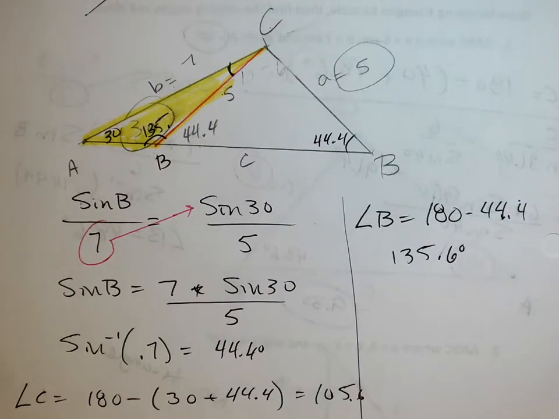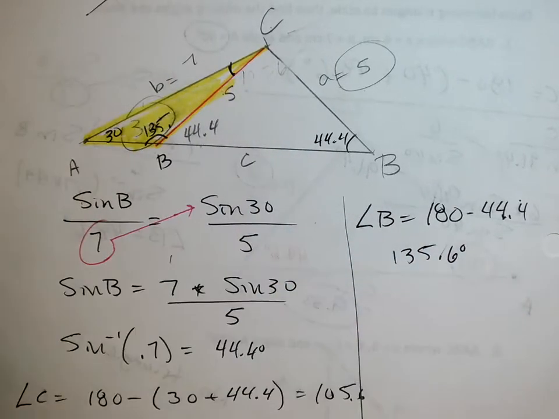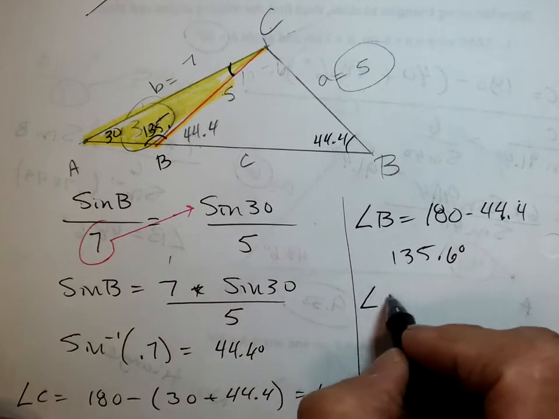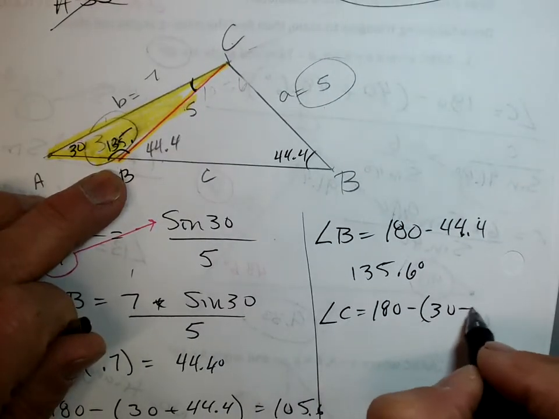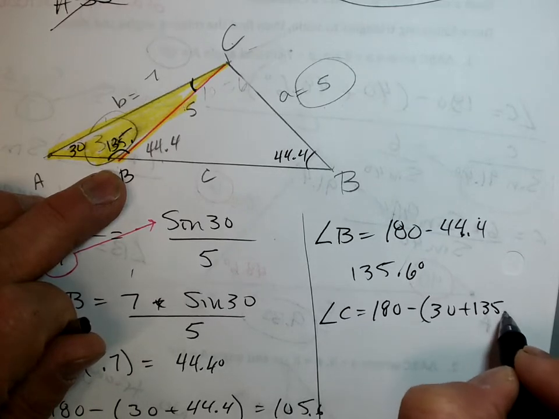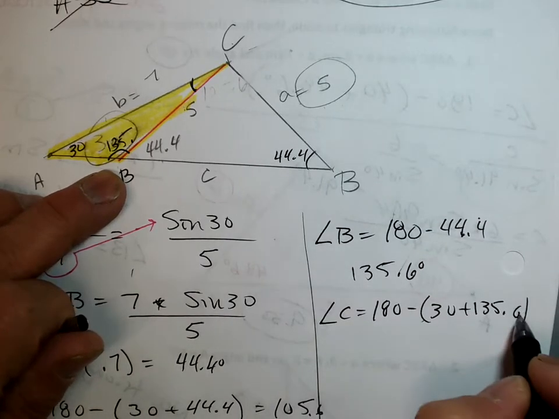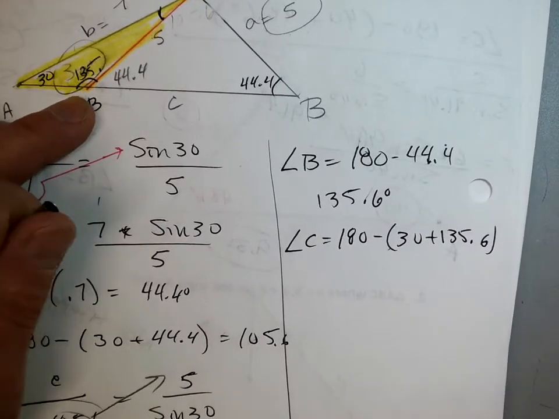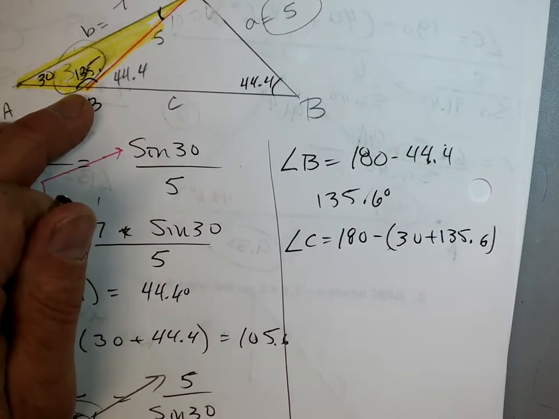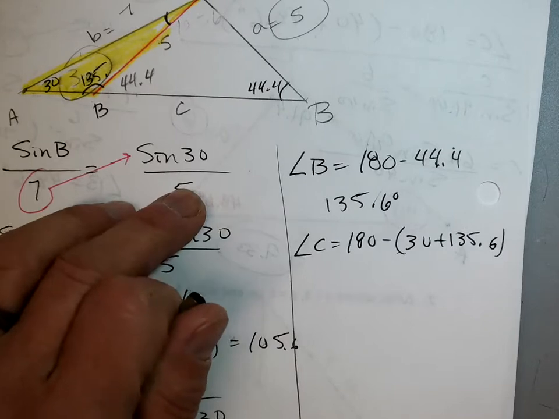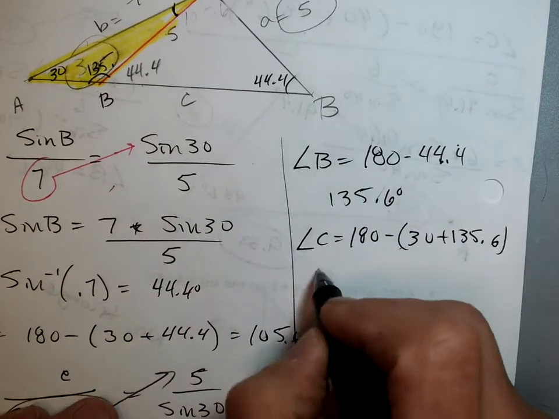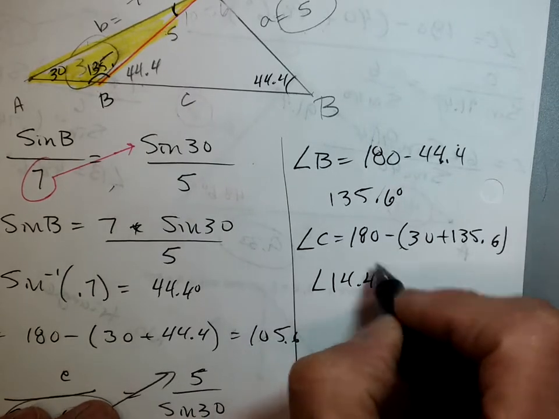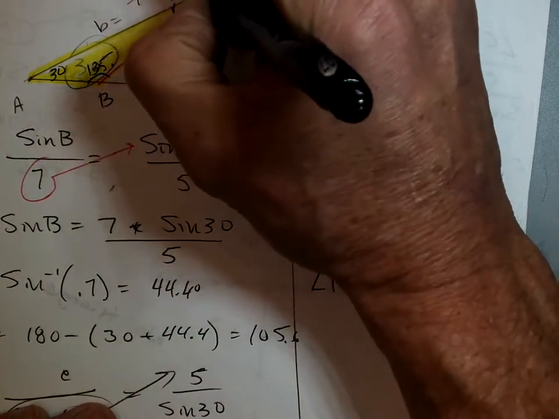The same way we did before. Angle C is easy because how many degrees in a triangle? 180. So angle C is going to be simply 180 minus my 30 plus my 135.6. So I'm going to go 180 minus my parentheses, 30 plus my 135.6, and I get an answer of about 14.4 degrees. So angle C is 14.4, okay?